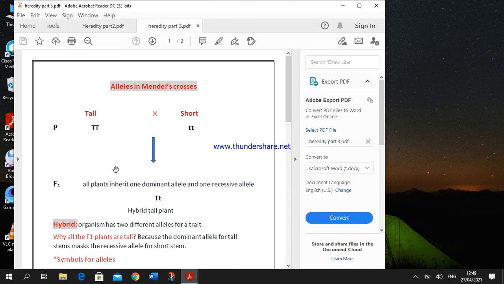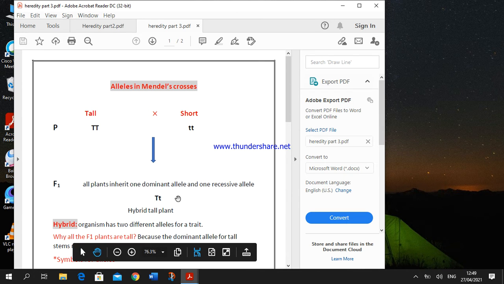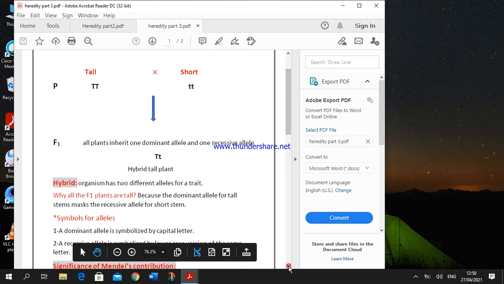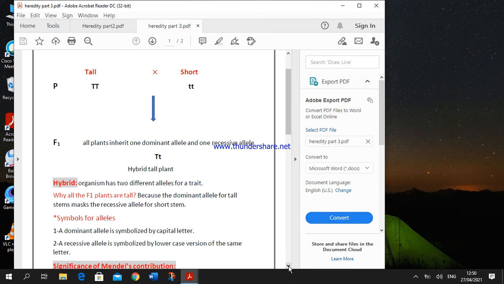So again, in the first generation, what happened? All plants inherit one dominant allele, T capital, and one recessive allele, T small. So all plants carry two different alleles, T capital and T small, and this is known as a hybrid tall plant. What is meant by a hybrid organism? A hybrid is an organism that has two different alleles for a trait.